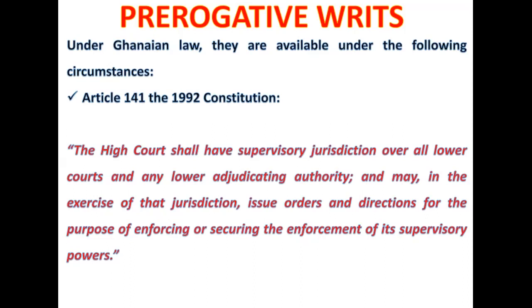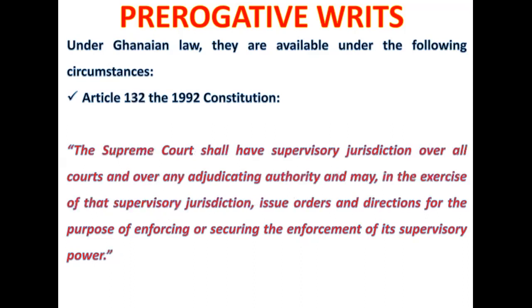So the question then is that if a person is seeking to challenge an administrative conduct or is seeking to impugn the decision of an adjudicating body, can the person go under Article 132 and go straight to the Supreme Court? Because Article 132 gives the Supreme Court supervisory jurisdiction over all adjudicating bodies. Can a person go straight to the Supreme Court?